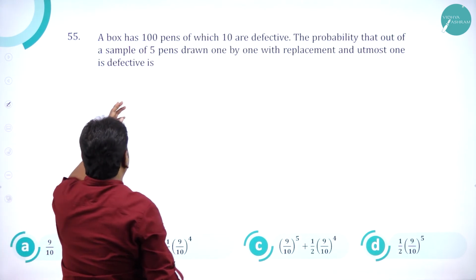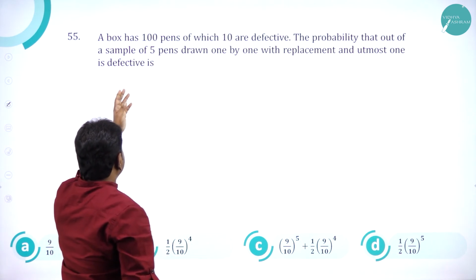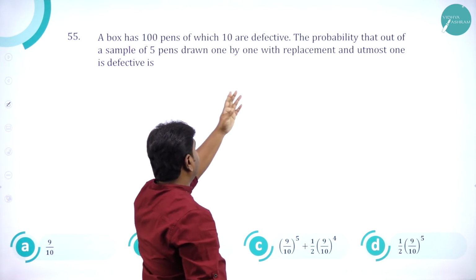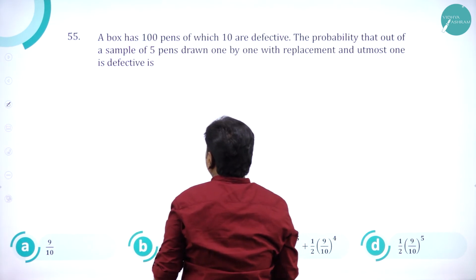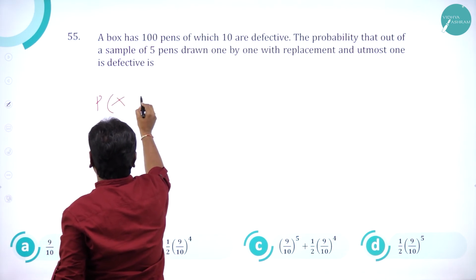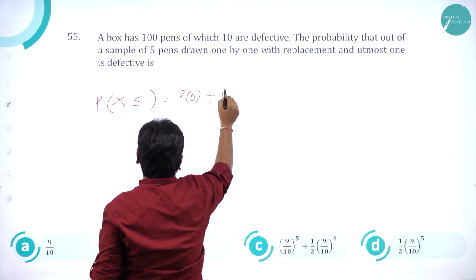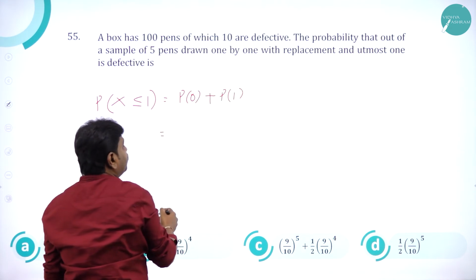A box has 100 pens, out of which 10 are defective. Probability that out of a sample of 5 pens drawn one by one with replacement... So they want at most 1 defective. At most 1 defective means P of x less than or equal to 1. That means they want P of 0 plus P of 1. So Bernoulli trials.